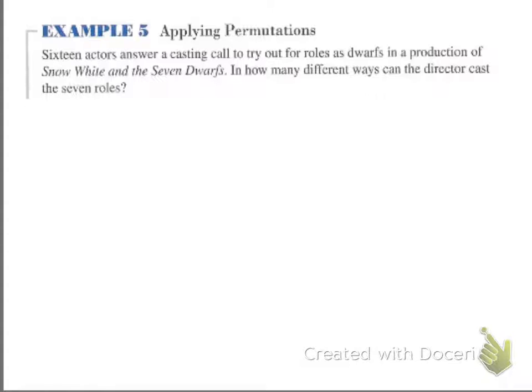You've got 16 actors answering a casting call to try out for roles as dwarfs in a production of Snow White and the Seven Dwarfs. In how many different ways can the director cast the 7 roles? Obviously order does matter, because you have to pick Sleepy Dwarf, and once Sleepy Dwarf's gone, you can't choose him anymore. So we have 16 actors, the order matters, and we're only choosing 7 actors, obviously for the 7 dwarfs.